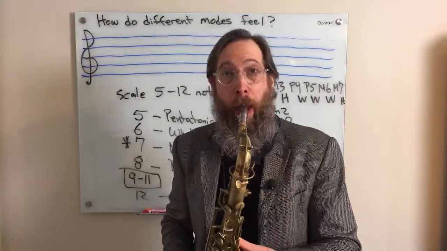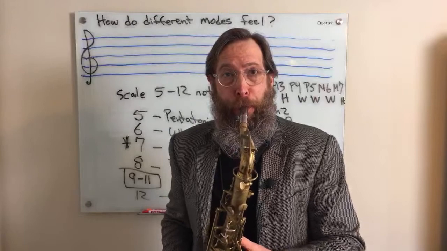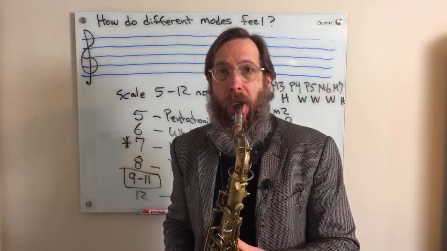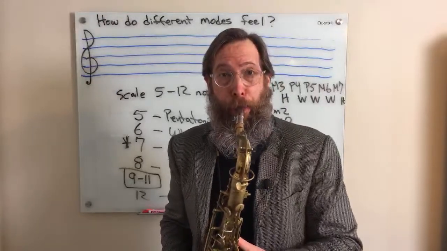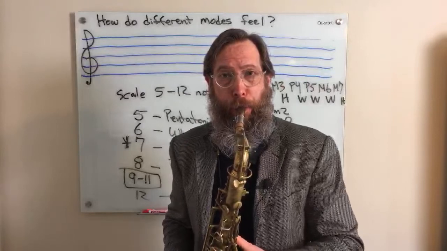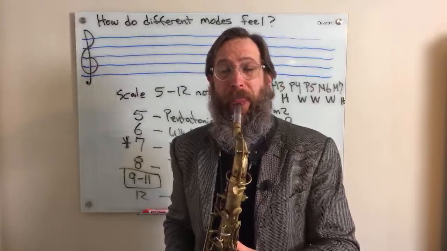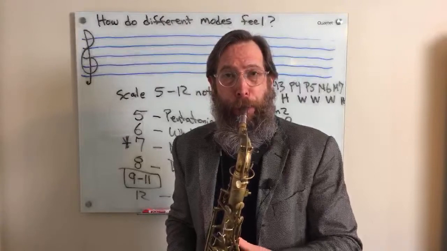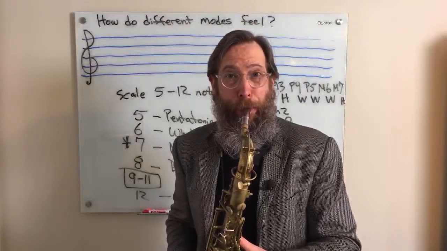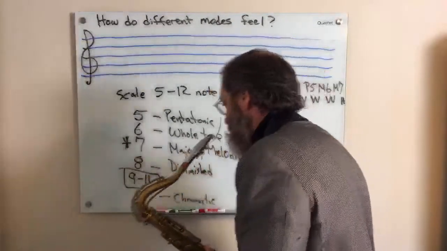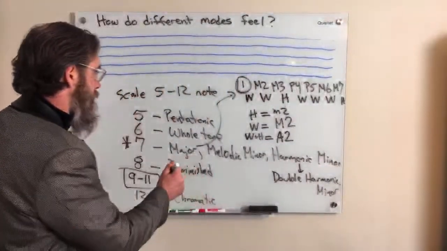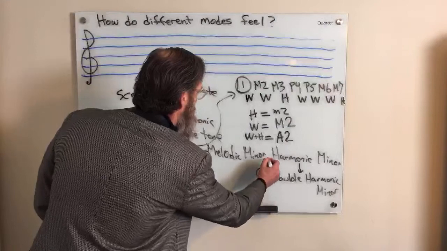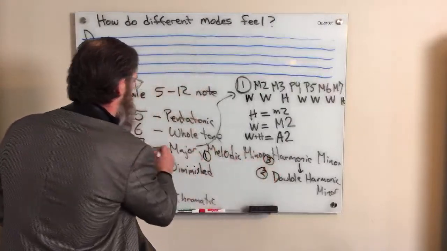That's 1. 2. 3. 4, right? So what I did in terms of the order is I started off with the melodic minor, then went to double harmonic, then harmonic minor, and then finished up with the major scale.